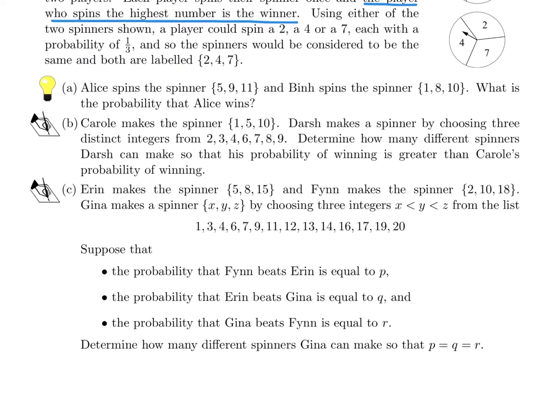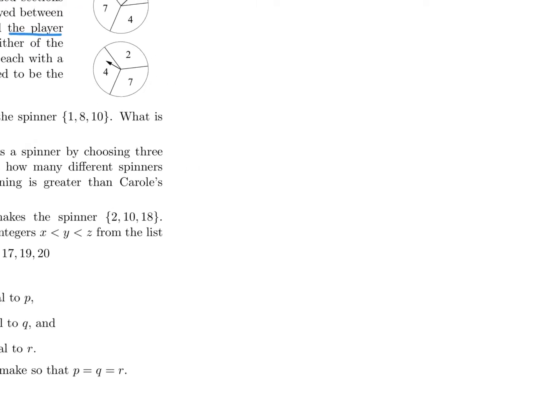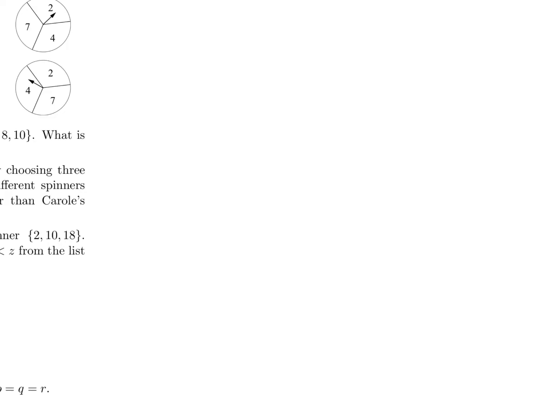Part B: Carol makes the spinner 1, 5, 10. Darsh makes a spinner by choosing 3 distinct integers from 2, 3, 4, 6, 7, 8, 9. Determine how many different spinners Darsh can make so that his probability of winning is greater than Carol's probability of winning. Okay, I'm going to need a lot of space for this one. So we have Carol and Darsh. Carol is set at 1, 5, and 10.